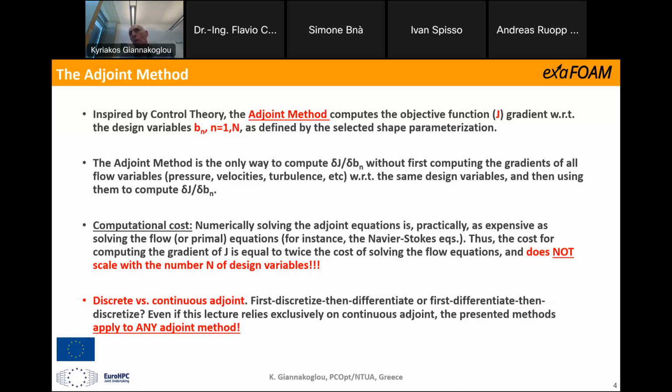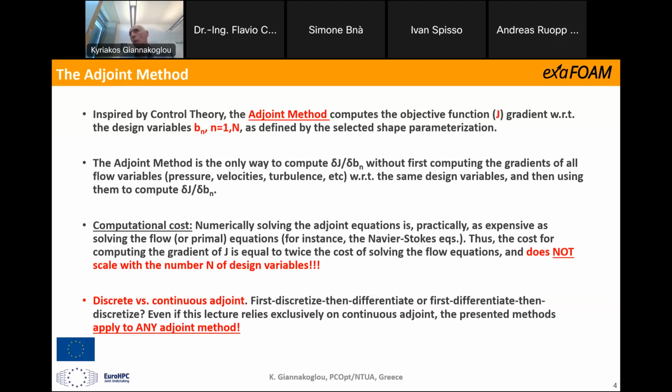Why are we working with the adjoint method? Because this is the only one that can compute the gradient of J with respect to b_n without first computing the gradients of all flow variables, such as pressures, velocities, turbulence quantities, whatever, with respect to the same design variables, and then use them to compute the gradient of the objective function.